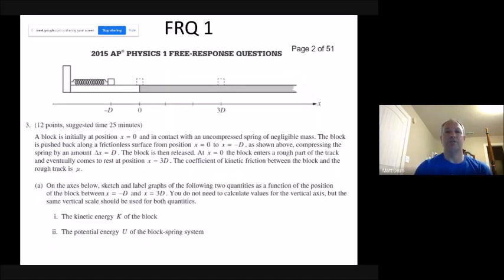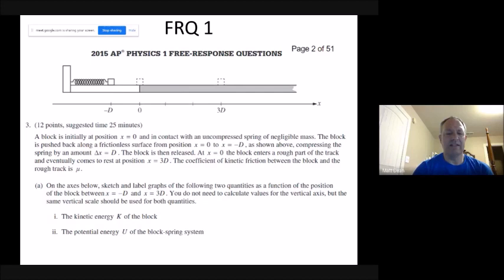All right, I want us to just preview the FRQ we're going to start with next time. Our next session will be all FRQs, and it'll be all FRQs related to either work or energy or power. This is the first FRQ we're going to deal with. This is from the 2015 exam, and it's a spring kind of system. It looks at first like it might be a simple harmonic motion problem, but it isn't.